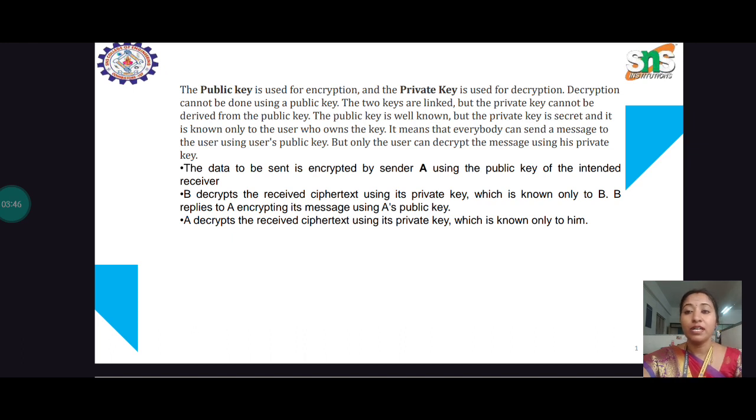The data to be sent is encrypted by the sender using the public key of the receiver. Here it is vice versa: for encryption they use a private key, and for the receiver they use a decryptor. B decrypts the received ciphertext using its private key, which is known only to B, and replies by encrypting its messages using A's public key.